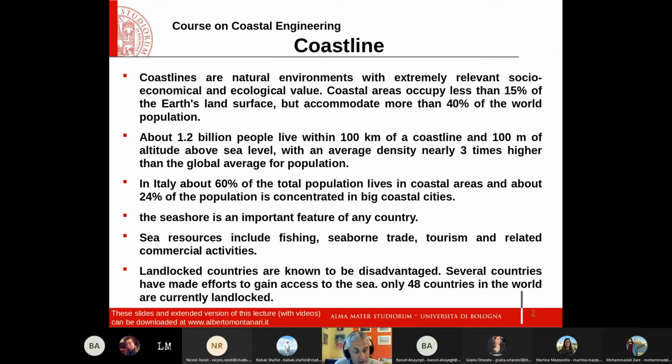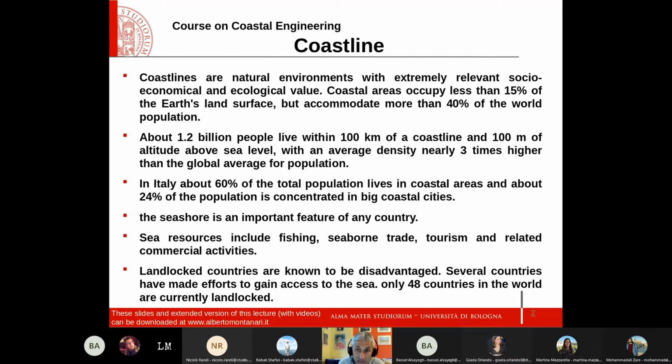This is amazing. It really tells you how much coasts are important from a societal point of view. And in fact, we know that coasts also include the coasts of big lakes. These coasts are an important feature of any country. It is well known that sea resources play an important role in the economic development of a country. And sea resources include fishing, seaborne trade, tourism, and related commercial activities.